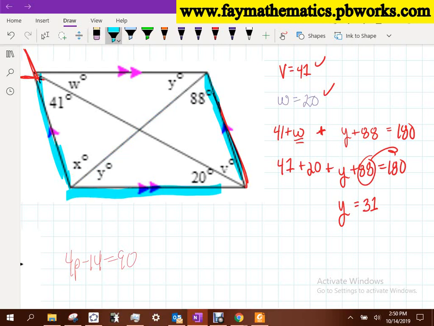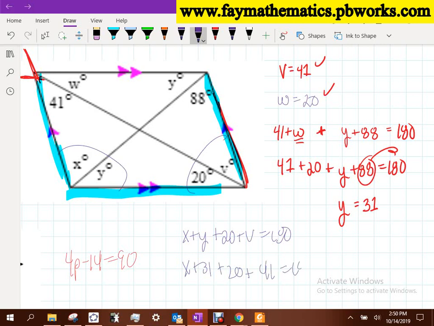If I look at these, could I say X plus Y plus 20 plus V equals 180? That angle there and that angle there, same side interior. I know what Y is. It was the 31, so X plus 31 plus 20 plus V, we said was 41, equals 180. If I go ahead and plug that in, subtract that stuff away, I should get the same value for X of 88. Does this kind of make sense? Okay.